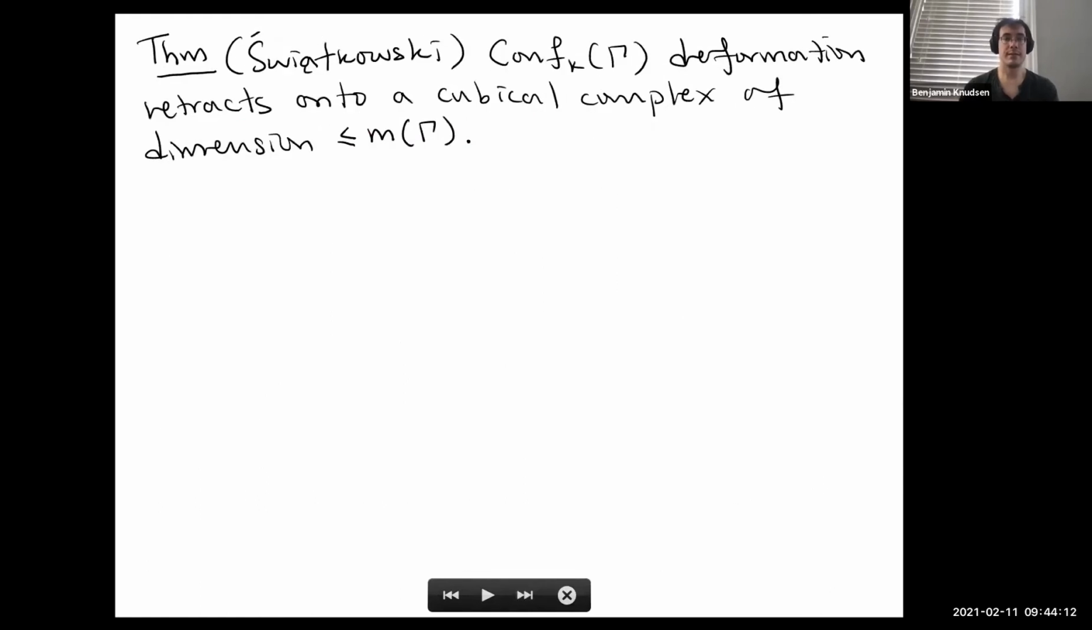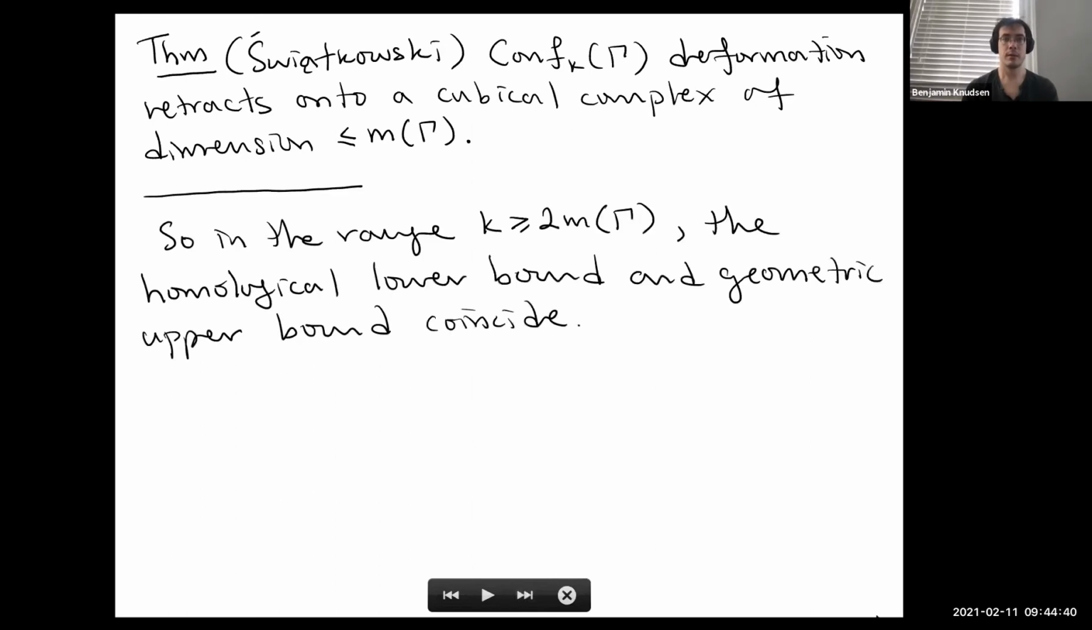Well, there's a theorem of Farley and Sabalka that says that, in fact, the configuration space deformation retracts onto a cubical complex whose dimension is at most that large. And I won't say too much about that complex. It's all that in a bag of chips. It's a really good thing to have, and you can do a lot with it, but I'm not going to say too much about it right now.